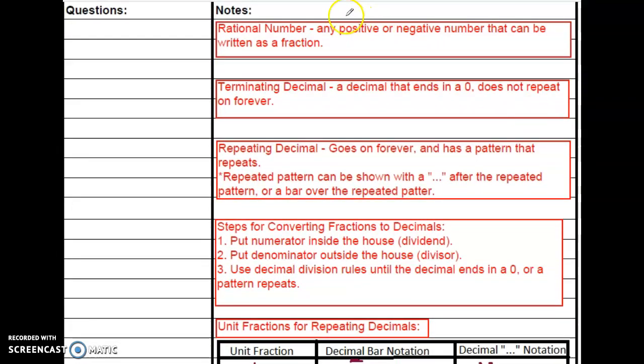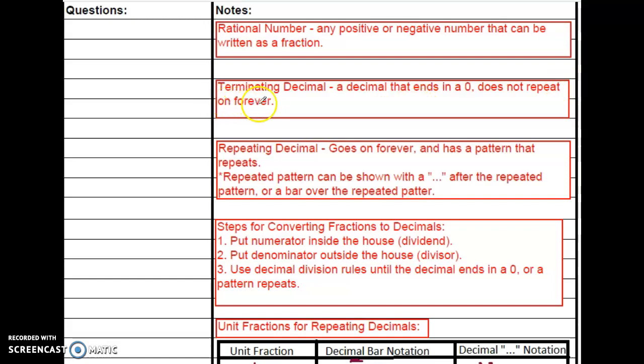So for our definitions, we have a rational number. So remember I said that we are going to start dealing with some positive and negative fractions and decimals as well as whole numbers. To cover that, we call those rational numbers. So a rational number is any positive or negative number that can be written as a fraction. So that's those positive and negative fractions and decimals as well as the integers.